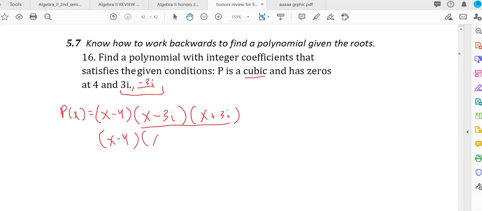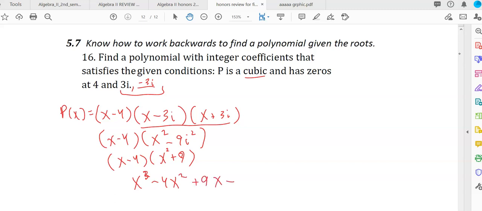This will be x squared minus 9i squared, which is really x squared plus 9, because i squared is negative 1. So then we get x cubed minus 4x squared plus 9x minus 36 equals p of x.